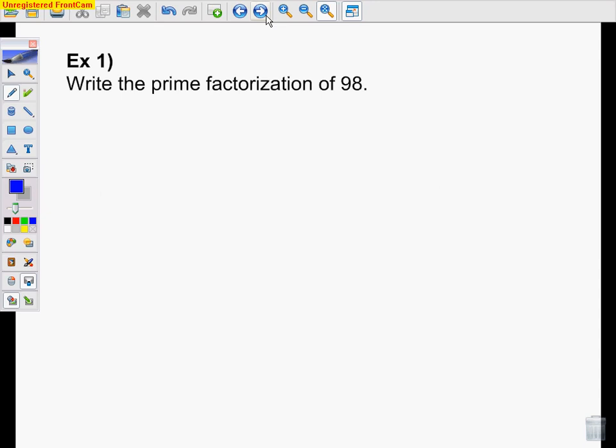So, example 1, write the prime factorization of 98. Now, whenever you're doing the prime factorization of a number, I taught it to you guys by doing your factor trees. Okay, so you're just going to start off by picking two numbers that multiply together to give you the number that they're asking you to write the prime factorization of.